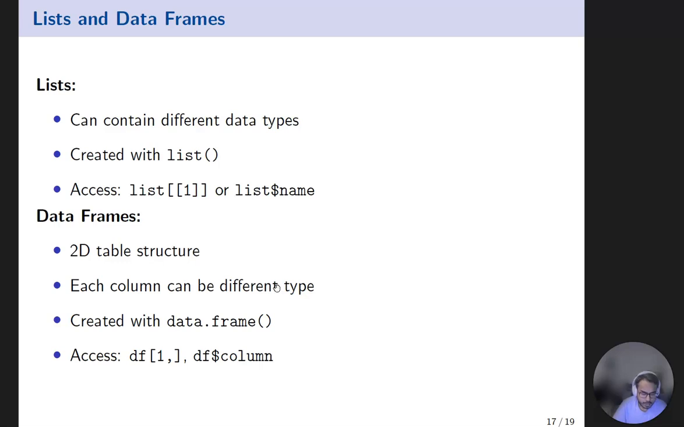Unlike vectors, which usually hold one type of data, lists can store different types of data. So we use the list function to do that, and we can access elements of that list in a very similar way. But note the double square brackets over here, or using the list$name syntax.